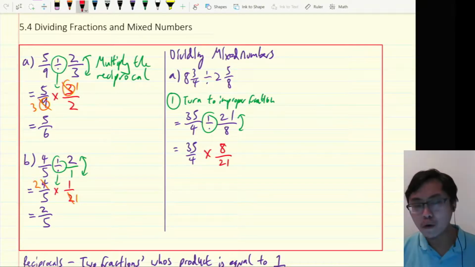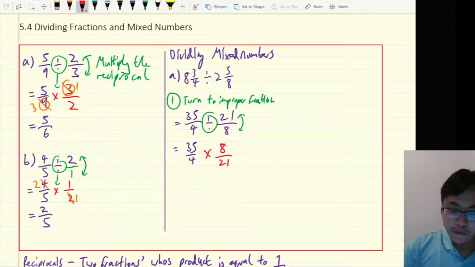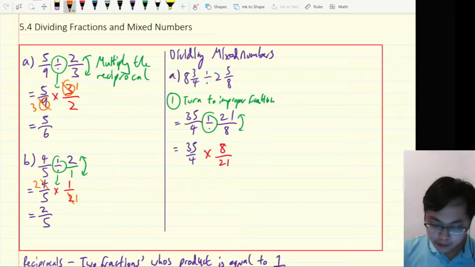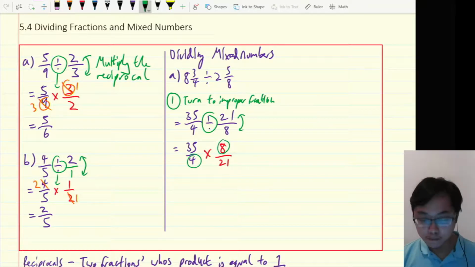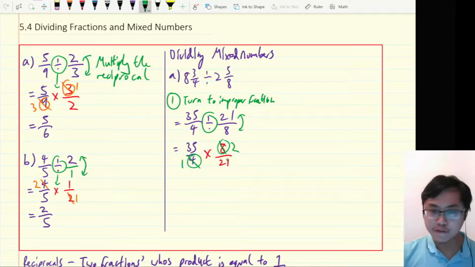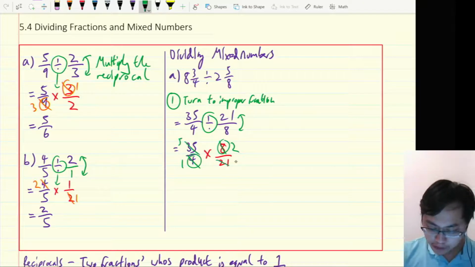Now, most of these questions are fairly cleverly designed so that once you have swapped the top and the bottom, we can go ahead and see that there are some common factors that we can simplify. So 4 and 8, that becomes 1, and 8 becomes 2. 35 and 21 both have common factors of 7. Okay, they are multiples of 7. So 35 divided by 7 is 5. 21 divided by 7 is 3.